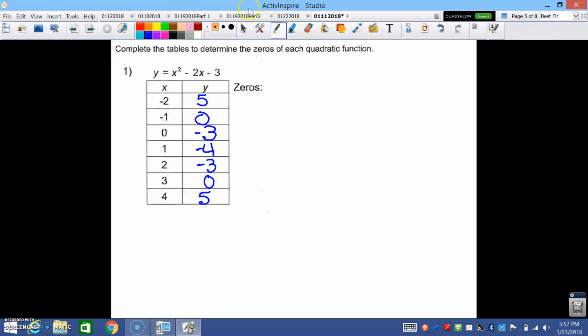Okay, and remember, we want y to equal 0. So here we have y, and it equals 0 at negative 1 and 3. So therefore, our zeros are x equals negative 1 and positive 3. Okay, so remember, we want y to equal 0.